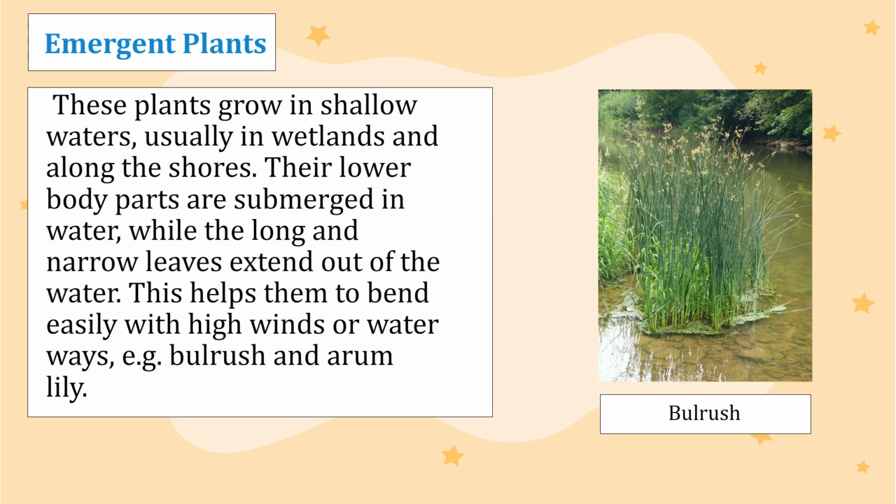Hydrilla. Emergent plants. These plants grow in shallow waters, usually in wetlands and along the shores. Their lower body parts are submerged in water, while the long and narrow leaves extend out of the water. This helps them to bend easily with high winds or waterways. Bulrush and arum lily.